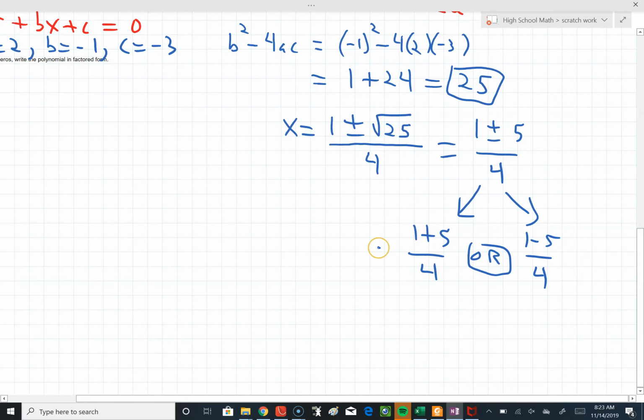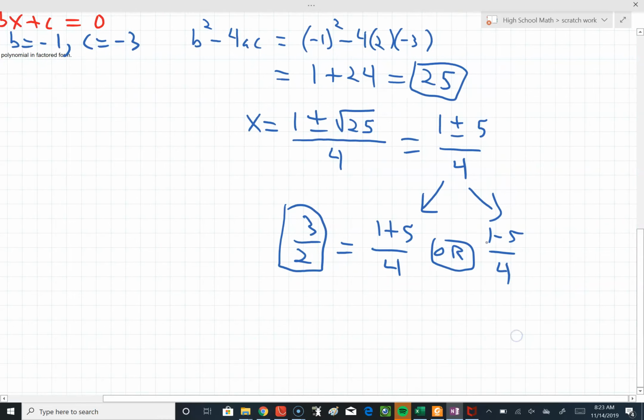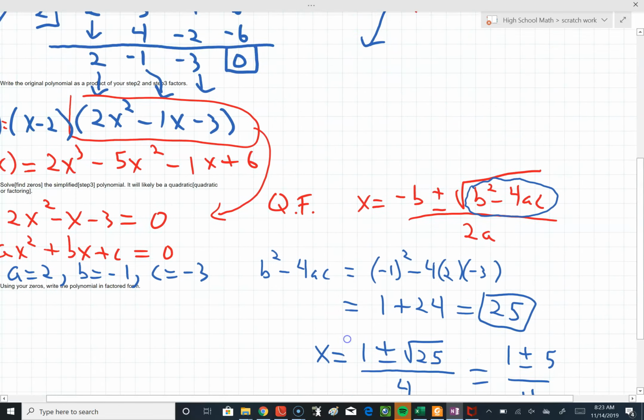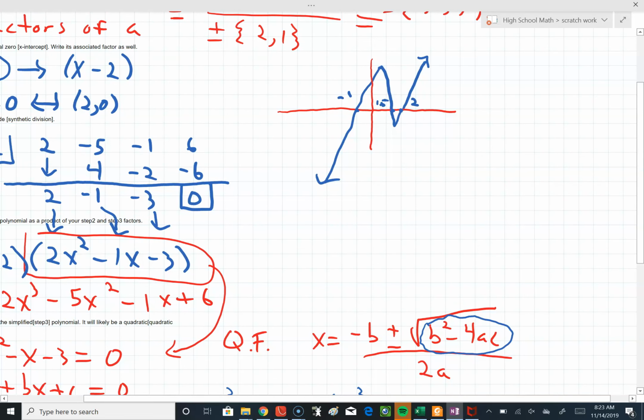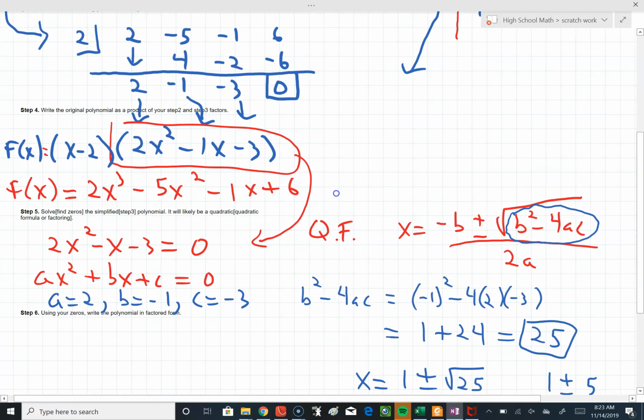1 plus 5 is 6, and 6 over 4 is 3 over 2, which we already knew. 1 minus 5 is negative 4. Negative 4 divided by 4 is negative 1, which we also already knew. So we have our three zeros, 3 over 2, negative 1, and 2, which we knew from the graph. Negative 1, 3 over 2, and 2.